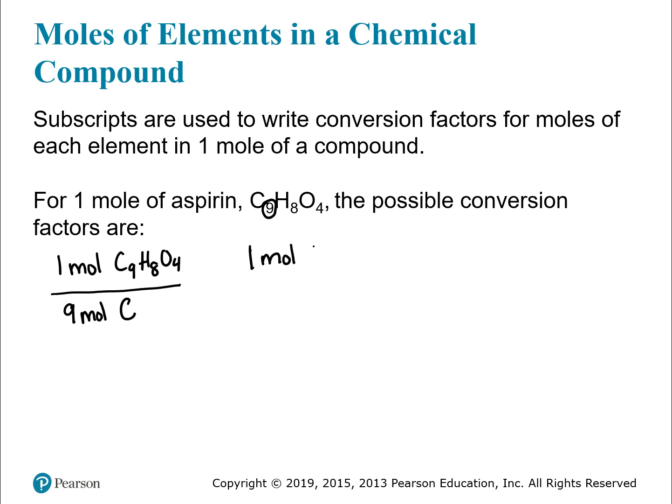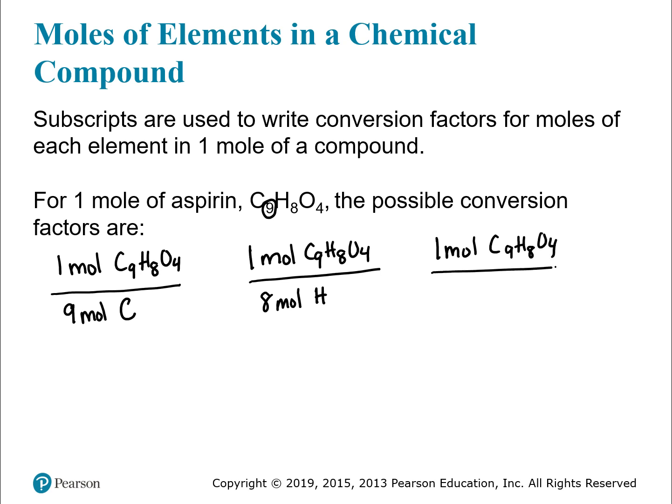We can do the same thing for each of the elements in aspirin. If I have 1 mole of aspirin, it contains 8 moles of hydrogen. It also contains 4 moles of oxygen. Because they're conversion factors, we can also write the reciprocal.